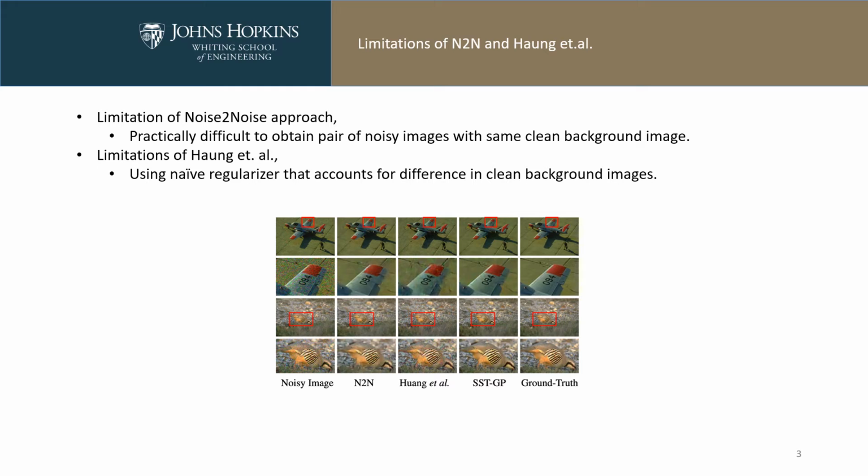Limitations of approaches like Noise2Noise is that it is practically difficult to obtain a pair of noisy images with the same clean background. On the other hand, limitations of the recently proposed Hong et al. is that they use a naive regularizer that accounts for the difference in the clean background images, which might produce errors in the pseudo-ground truth noisy image.